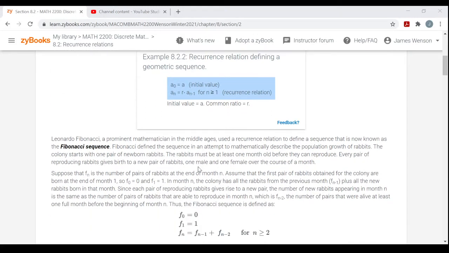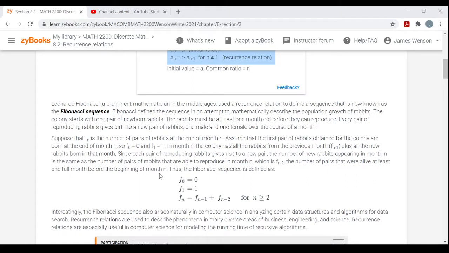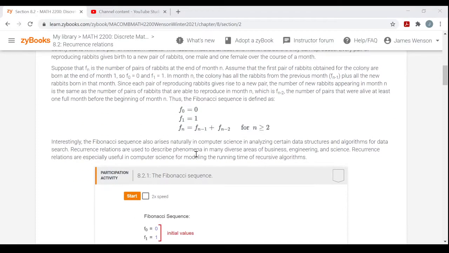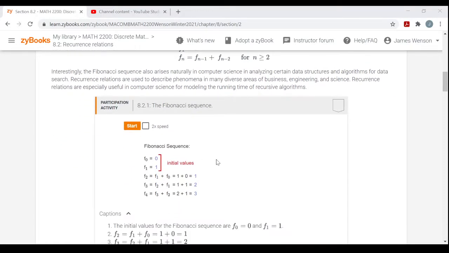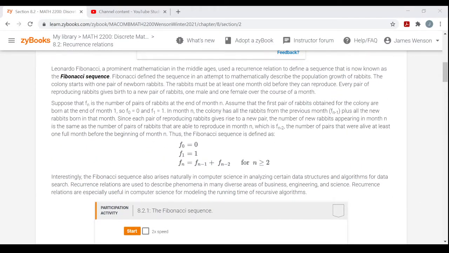A very famous example of a recurrence relation is the definition of the Fibonacci sequence. Leonardo of Pisa, Leonardo Fibonacci, talking about rabbits multiplying and all that. So you see here some initial terms are defined, and they go through here and show you how this works. I'll do it on some paper though.